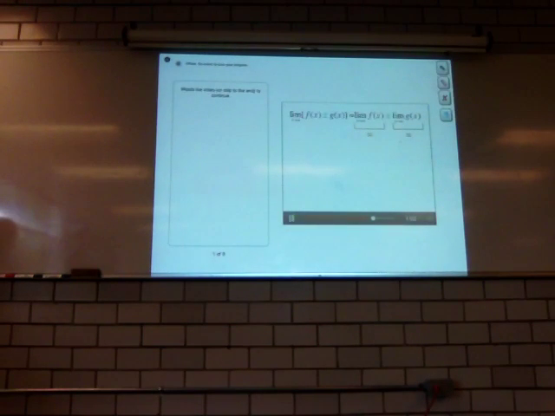Suppose f and g are both infinity. Do you think this rule still works? For example, suppose we want the limit of x squared minus 10x as x goes to infinity. The x squared goes to infinity, but the minus 10x goes to minus infinity. What does this limit equal?